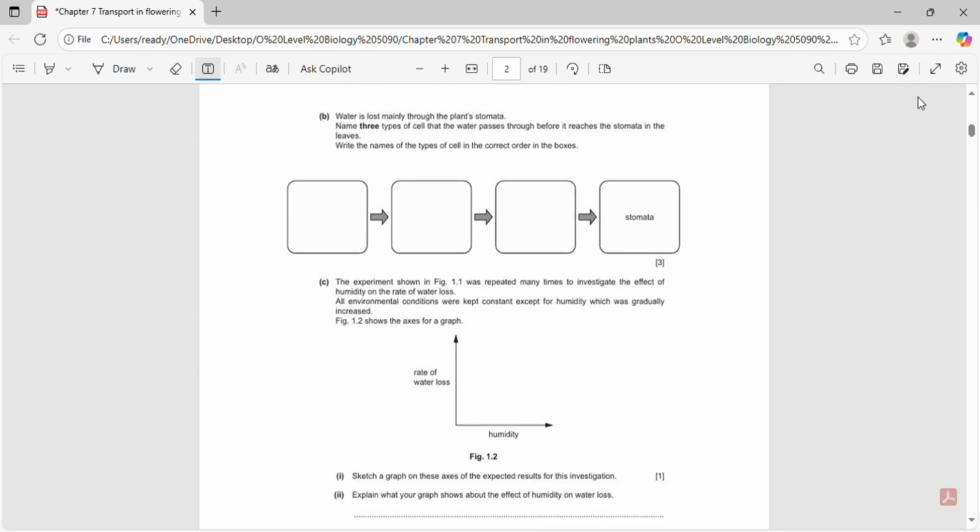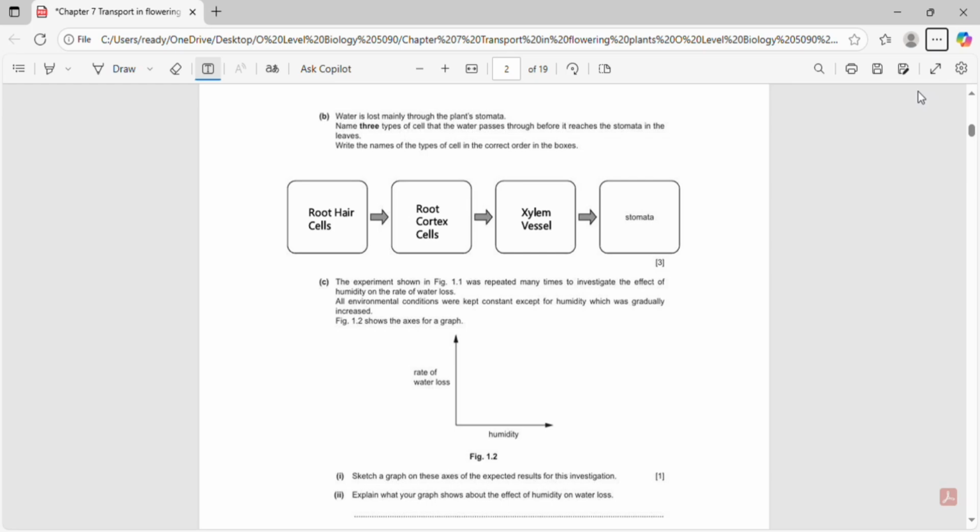Then we have Part B which says, water is lost mainly through the plant's stomata. Now here, they ask us to, name 3 types of cell that the water passes through before it reaches the stomata in the leaves. Write the names of the types of cell in the correct order in the boxes. So you'll see the boxes drawn here. So, the correct sequence we will write is in box 1 we will write, root hair cells, then in box 2 we will write, root cortex cells, and in box 3, it's, xylem vessel, and then stomata. That's the exact pathway water takes as it moves from the soil, into the root, then through the plant, and finally out of the stomata.